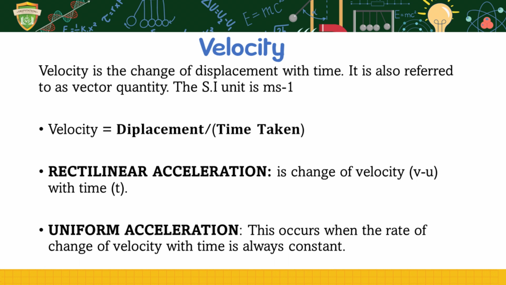Now, what is rectilinear acceleration? That is the change in velocity with time. For instance, if a car moves from velocity A to velocity B with respect to time, we can call that rectilinear acceleration. Uniform acceleration occurs when the rate of change of velocity with time is constant. When the rate of change of velocity with time is constant, we can now call that uniform acceleration.